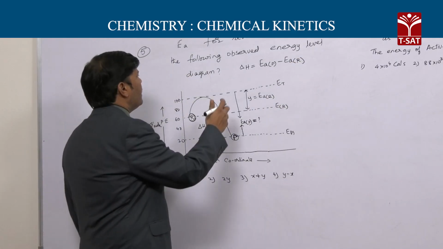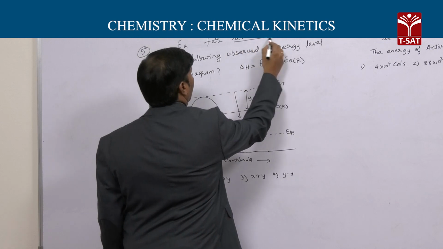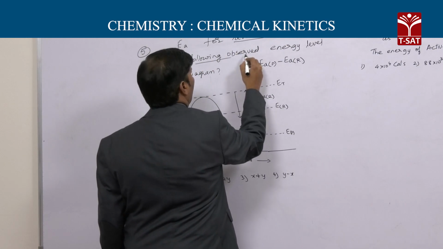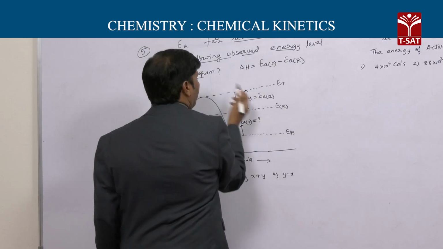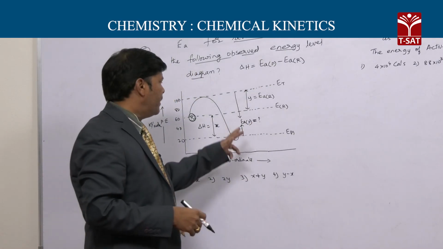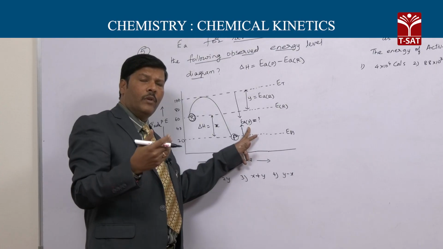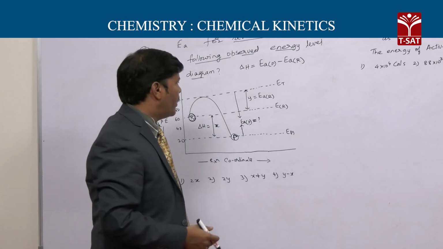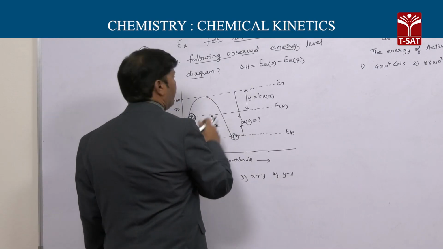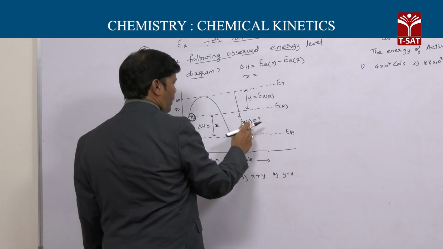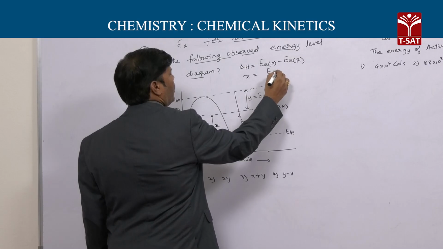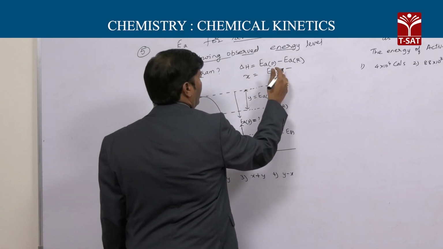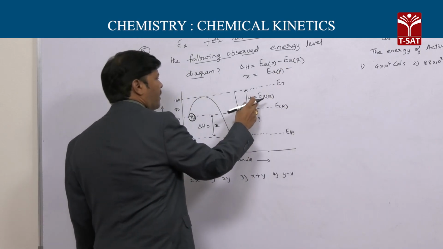Because he is asking about the reverse reaction for the following observed energy level diagram, the reverse reaction means obviously the activation energy of the products will give you the backward reaction and the activation energy of the reactants will give you the forward reaction. So here the enthalpy change is X, and the activation energy of the products is giving the backward or reverse reaction activation energy, and the activation energy of the reactants is Y.